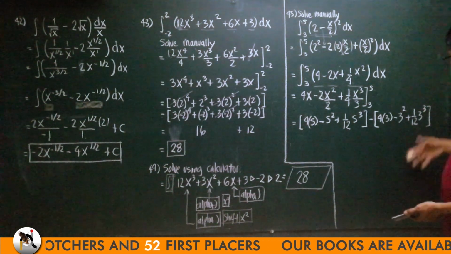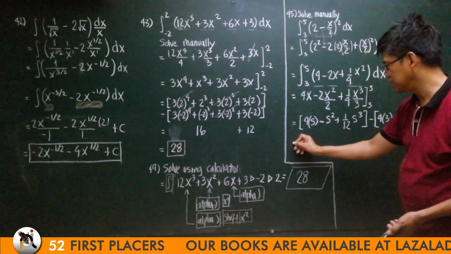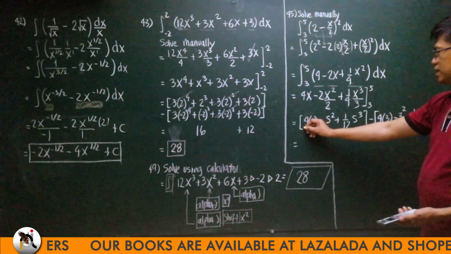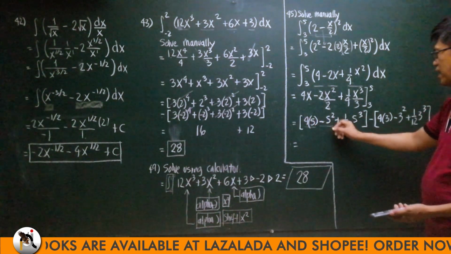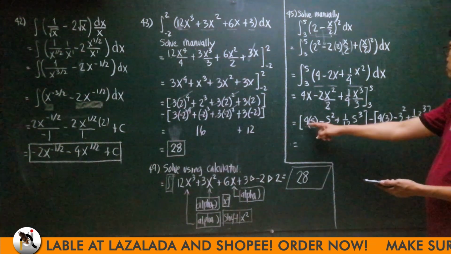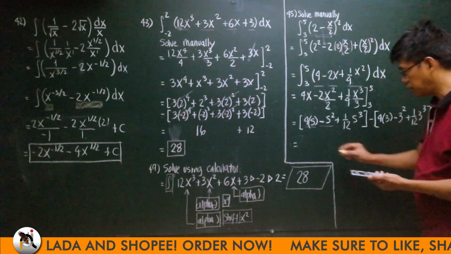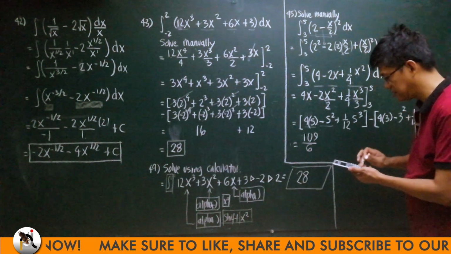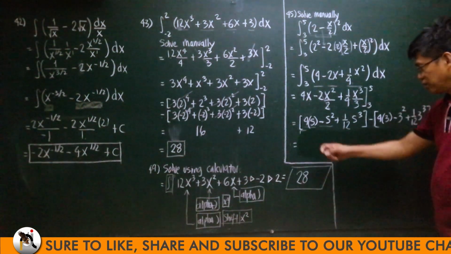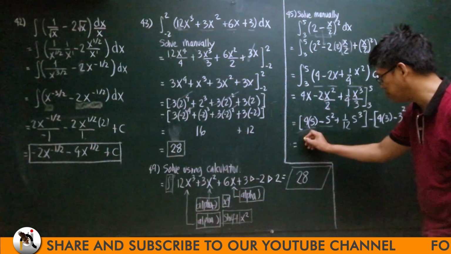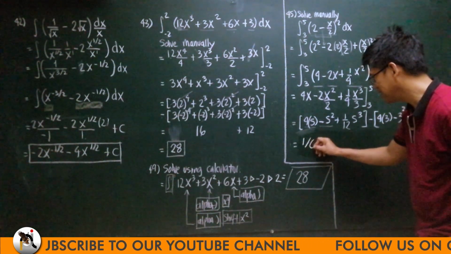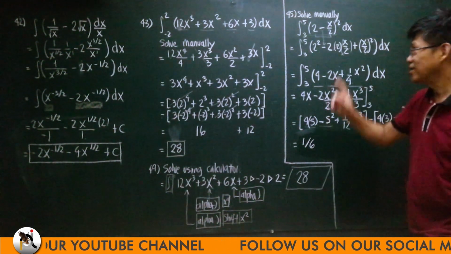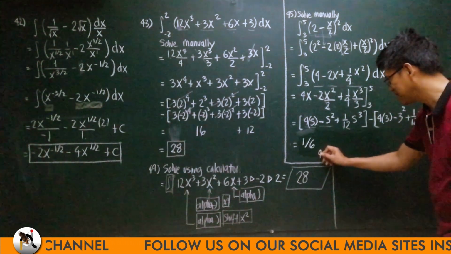Okay? So we now compute this. This is going to be 20 minus 25. We just compute directly. So this is 109 over 6. Okay? So you compute this. This would be 1/6. You get it? So let us have number 46.